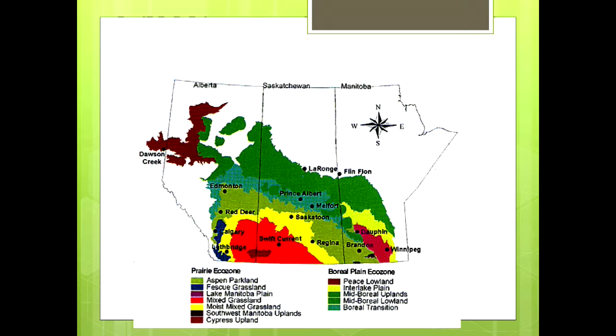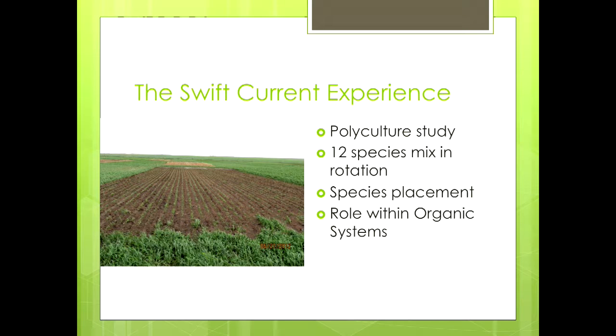So when you're looking at things, like I said, there's an infinite number of species out there, and people will be promoting a variety of species that work for you, but you need to know what works in your area. So, the Swift Current experience. At the moment, we just wrapped up the polyculture study, which is the main emphasis of the data I'm about to show you.